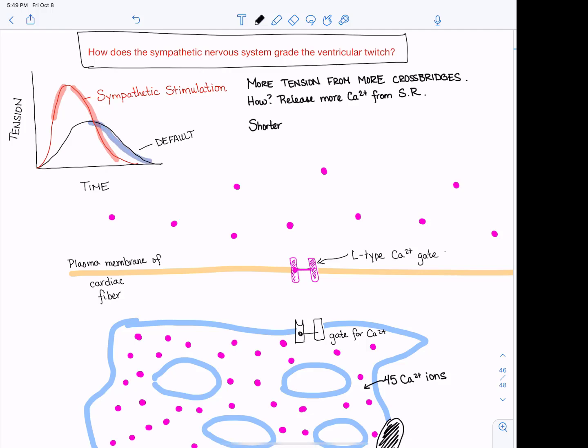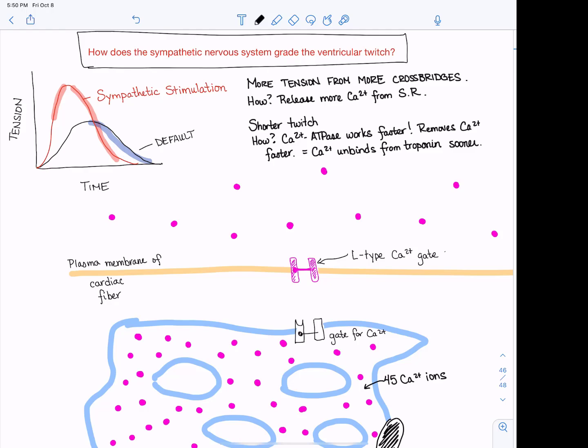And what about making your twitch shorter? How do you make a twitch shorter? Well, you do that by removing calcium faster from the cytosol. So how could you remove calcium faster? Well, what does the bulk of calcium removal? And that is calcium ATPase embedded in the sarcoplasmic reticulum. So let's somehow supercharge our calcium ATPase so that it works faster. In doing so, it will remove calcium from the cytosol faster, and therefore cover up those binding spots faster and therefore make a shorter twitch.